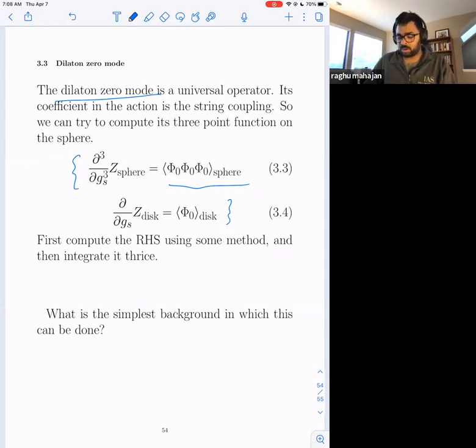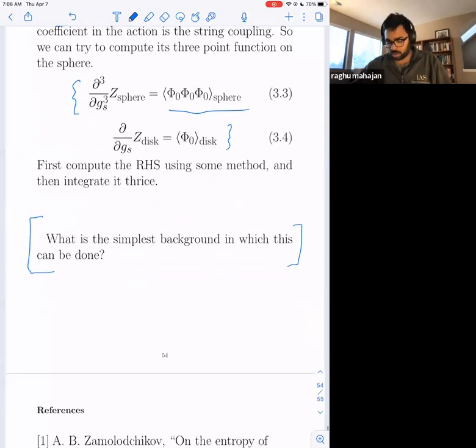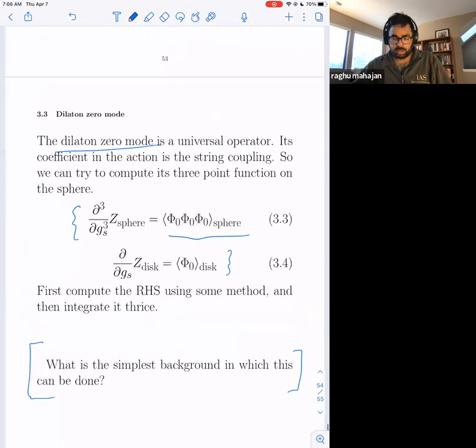So the question that I would like to pose is that, especially for the sphere, what is the simplest background in which the 3-point function of the dilaton zero modes can be computed and will be sort of non-zero and interesting? I think if one can have a nice identifiable target for the sphere, it would be nice, and then I think this procedure could be implemented there. And there were some comments like this also in the Eberhard Pahl paper.